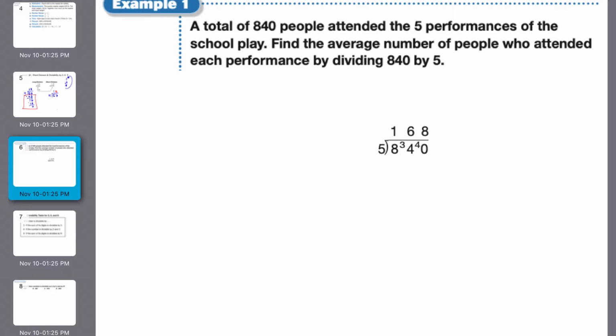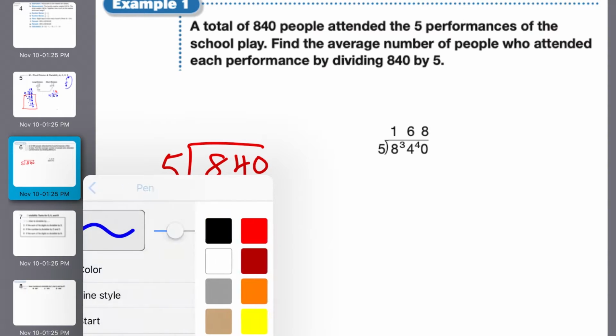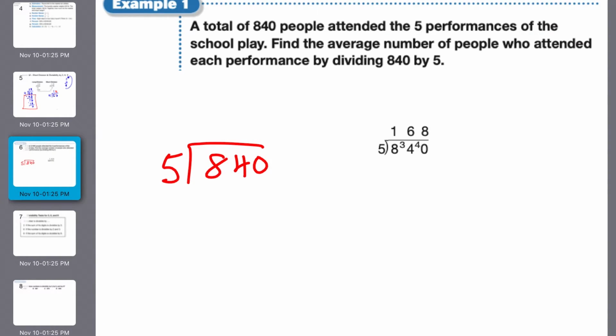You have a total of 840 people attend 5 performances of the school play. Find the average number of people who attended each performance by dividing 840 by 5. 840 divided by 5. All right, 5 goes into 8 one time. 5 times 1 is 5. 8 minus 5 is 3. So you put a 3 here. Now you have 34 divided by 5.